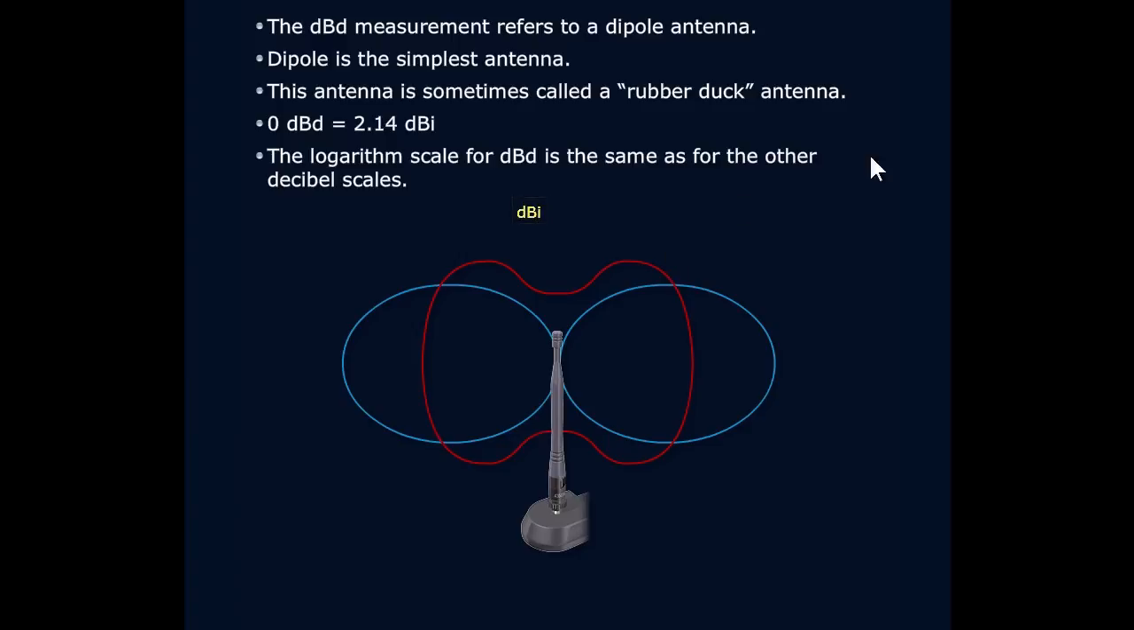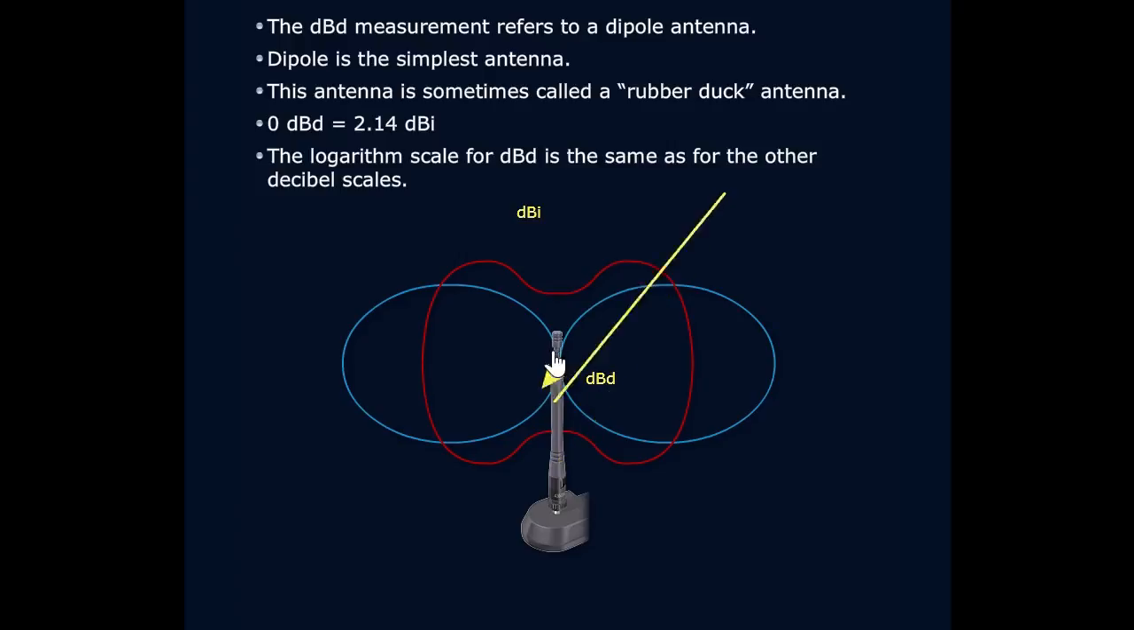dBi is the tool that we use to measure relative to that perfect isotropic antenna that doesn't really exist in the real world. Well, some vendors think that's ridiculous. And so instead of using dBi, they chose to measure their relative strength of antenna based upon the system of dBd. dBd being the strength compared to a dipole antenna. And that's what we see in this example. This is a picture of what a dipole antenna looks like.